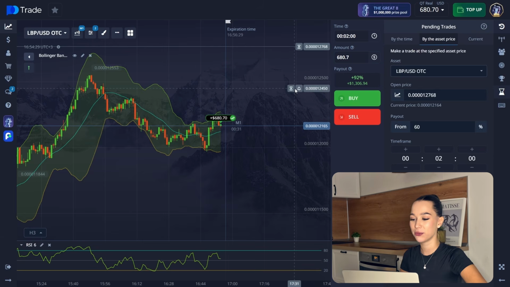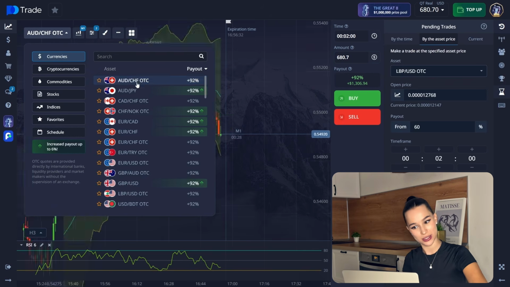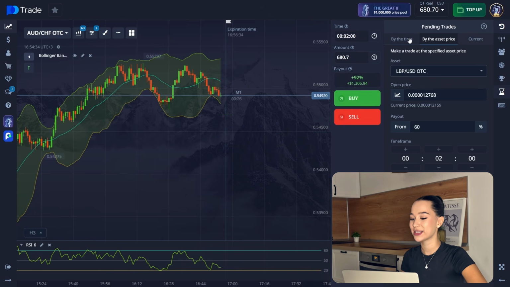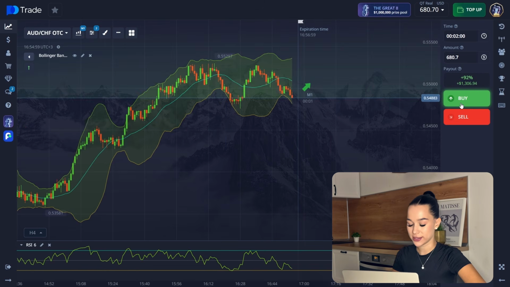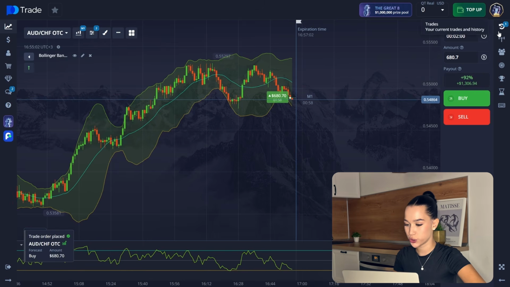So we change our amount of money per trade. Okay, now it's already $680. Okay, so it's kind of stressful a little bit, of course, but I'm sure we gonna handle it. So guys, here we open a buy trade for 2 minutes.